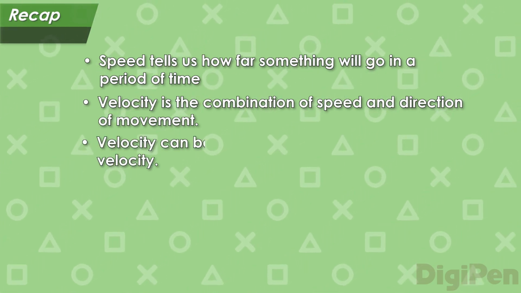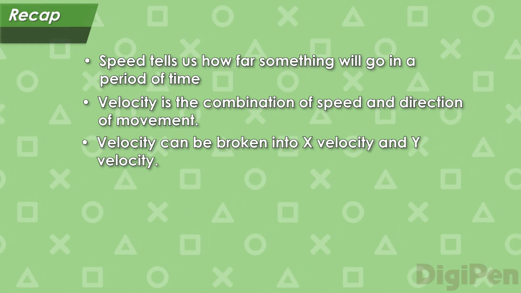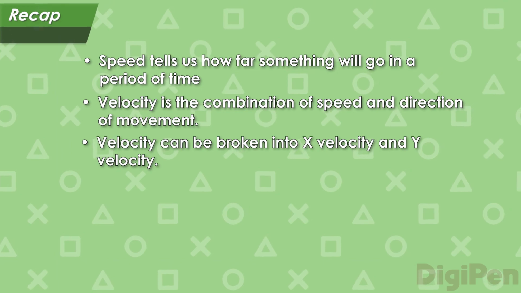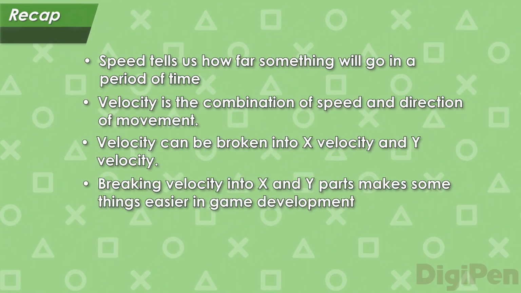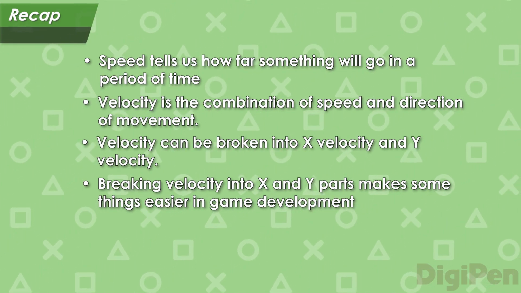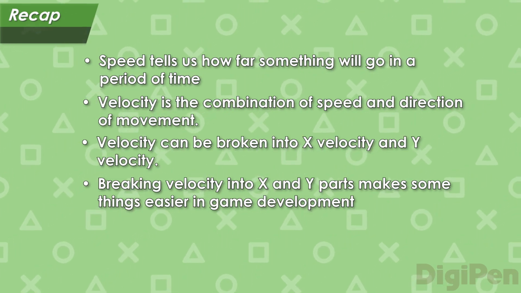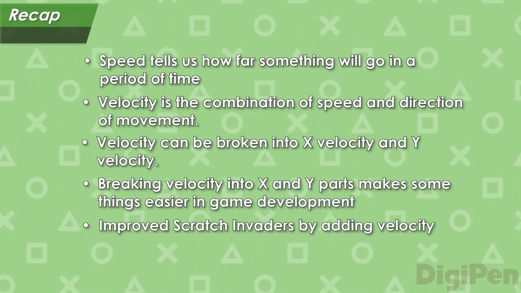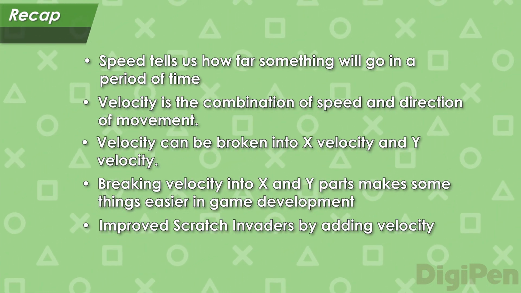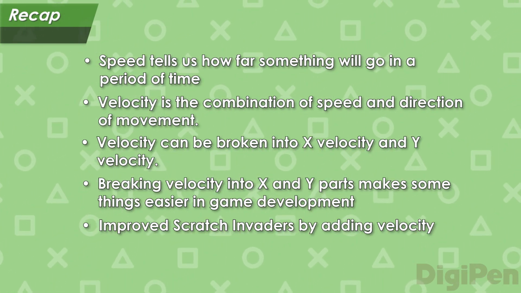Next, we learned that an object's velocity can be broken into 2 parts: its velocity along the x-axis and its velocity along the y-axis. We saw that breaking up velocity in this way makes some things easier in game development, such as the path of a ball moving through the air. Finally, we improved the hero's movement code in Scratch Invaders by using variables to store their x and y velocity and then applying those values to make them move.